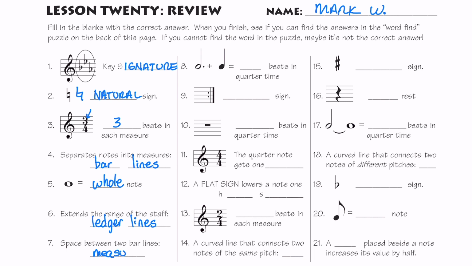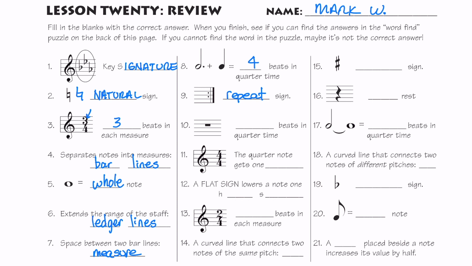The space between two bar lines, you already learned that in number 4, is called a measure. Number 8 is just music math. 3 plus 1 equals 4 beats in quarter time. Our lovely repeat sign. Hopefully you know what that is.